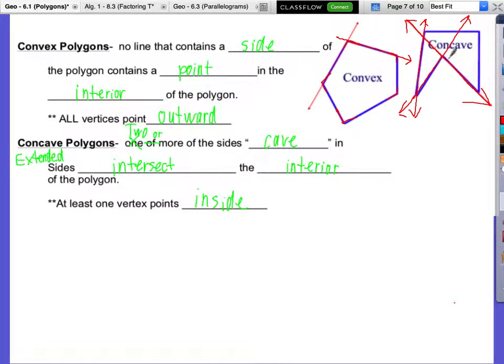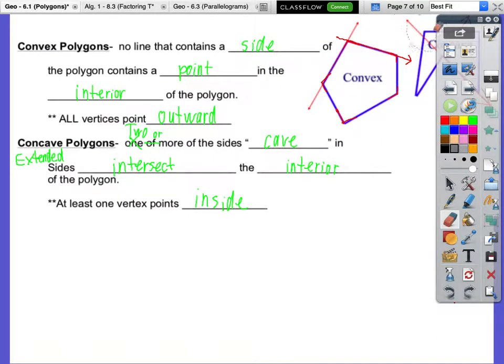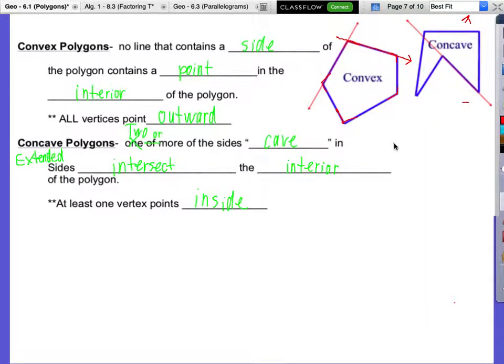And if we look at this vertex here, does it point inside or outside? Inside. It points inside. Is that kind of what that last little bullet says? At least one vertex, sometimes only one, sometimes more, points inside. And that's true here. This vertex points inside. So after I explain both the convex and concave, those make a little more sense maybe in context of each other. Does anyone have any questions on those two types?